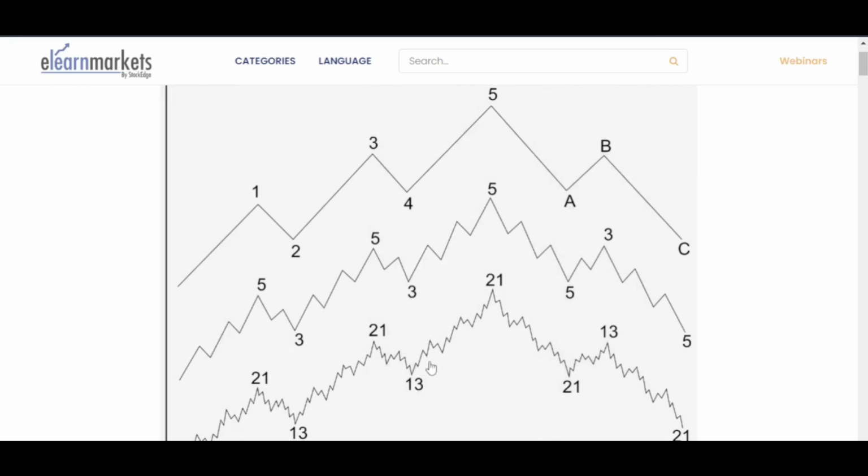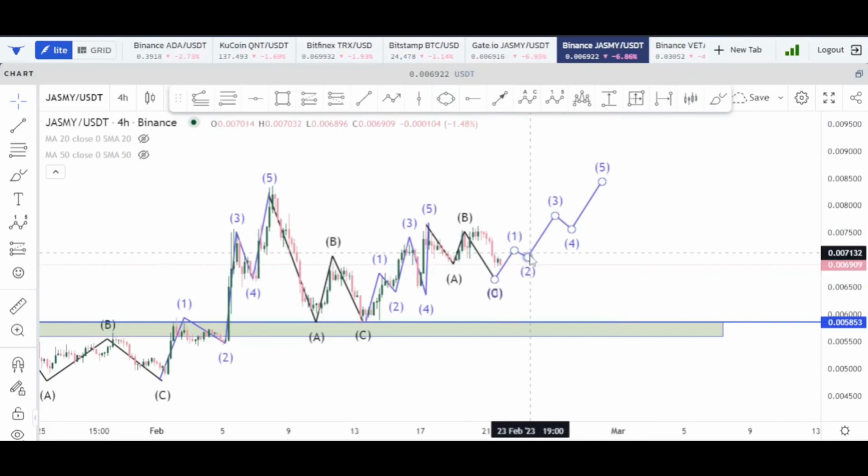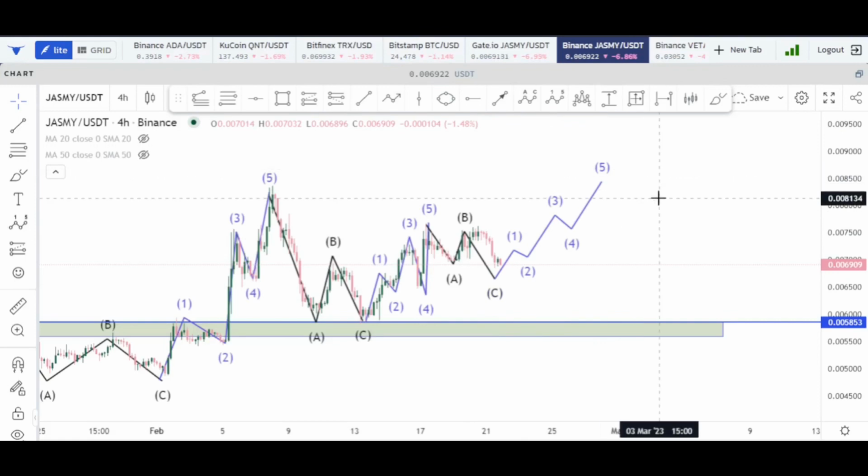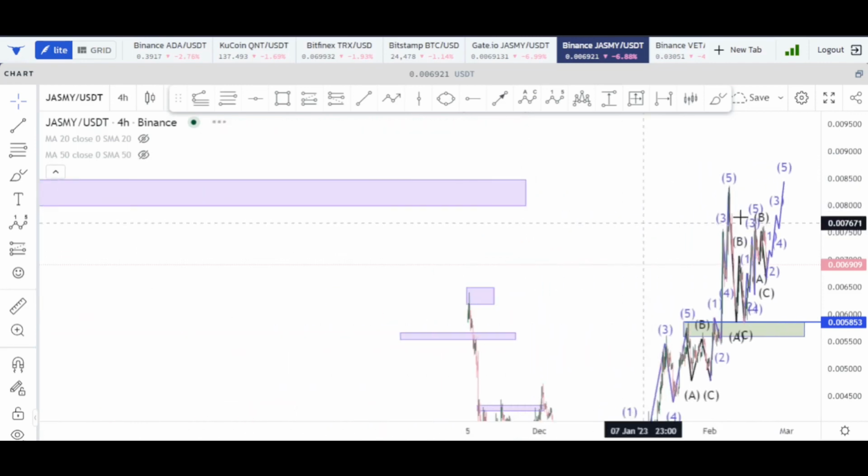We said 1 2 3 4 5 to the upside, ABC correction. So that ABC correction is already formed. Now we're looking for another 1 2 3 4 5 to the upside in this week right here. So that's your 1 2 3 4 5 to the upside, and then after that you're expecting another ABC correction to come up, and then finally you've got 1 2 3 4 5 to the upside, and then the final move is done right here.